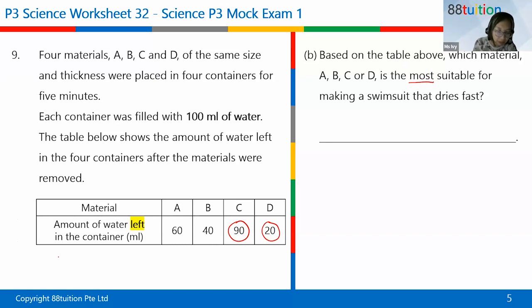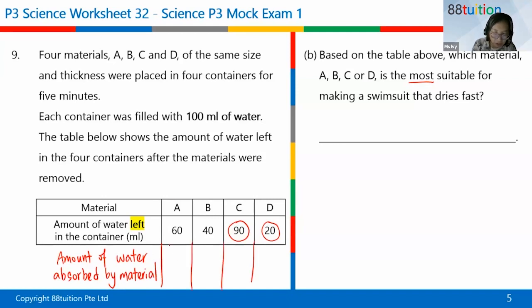Remember just now we said amount of water absorbed. How much water was absorbed by the material? So 100 minus 60, everybody unmute yourself and tell me this. We went through this just now. If 60 ml of water was left, how much water was absorbed by the material? So this one is what?